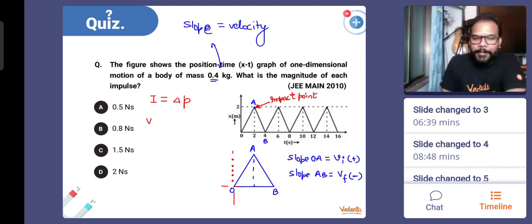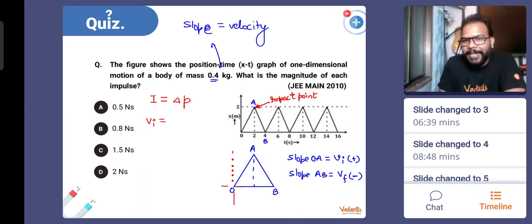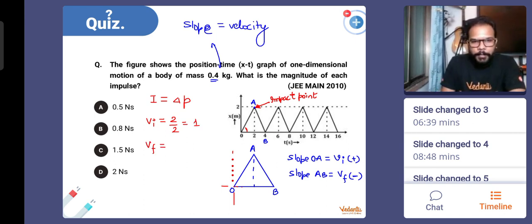So B initial. What is the slope of this graph? Can you people tell me the slope? Tan theta value. Can I say it is 2 by 2? It is 2 by 2. Opposite upon adjacent. Positive hai, so plus 1, which I ask you people to write all the time. V final is again the same slope but negative value, so minus 1.